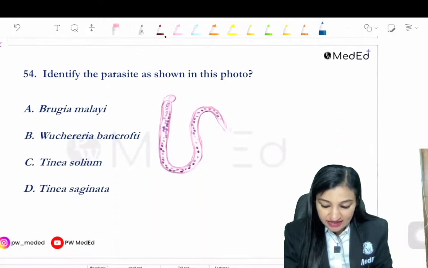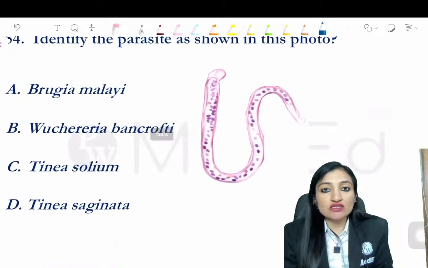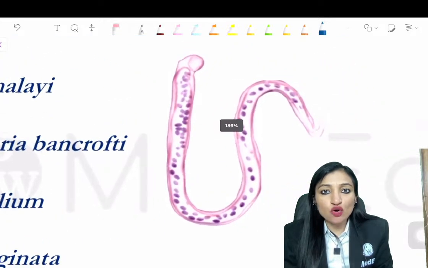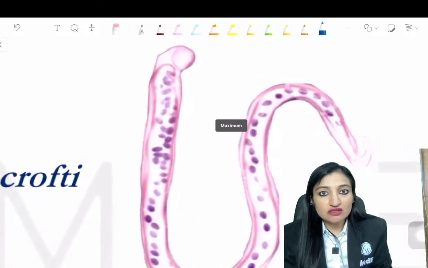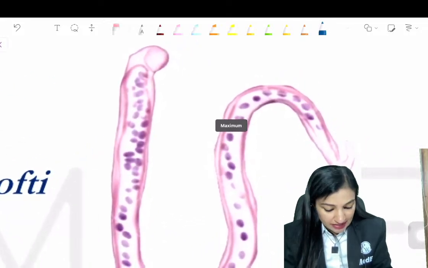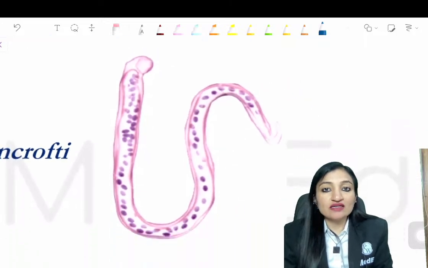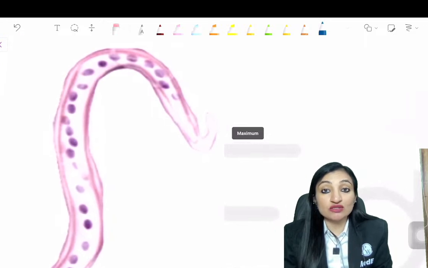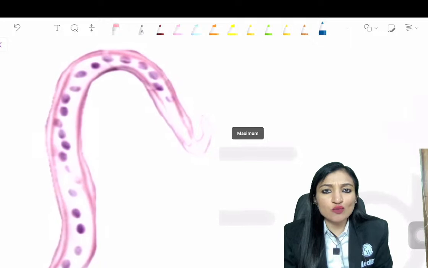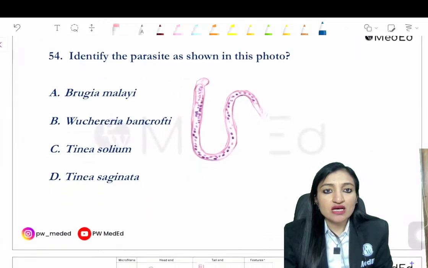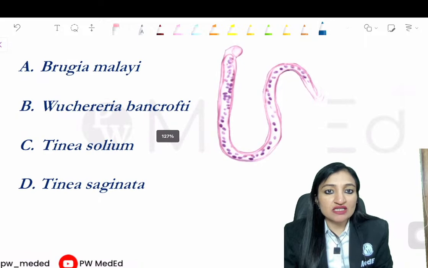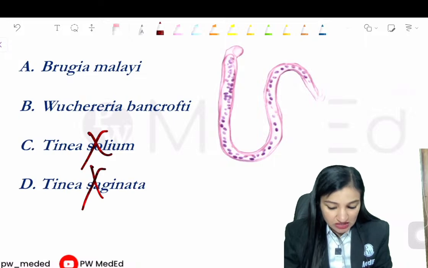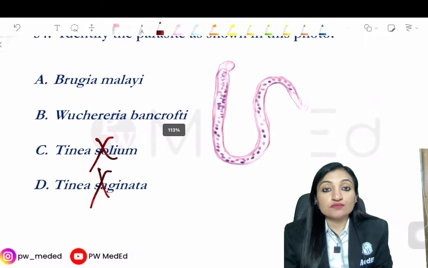Okay, guys, next question. Identify the parasite as shown in this photo. What you can see is a microfilaria. Is this sheathed or unsheathed? It has a nice sheath. Look at this, I'm zooming the picture. It is sheathed, right? Now look at the tail end, a very important area to be examined to say which organism it is. You can see the tail is devoid of nuclei. So is it Brugia or Wuchereria? Forget Taenia solium and saginata, they are very easy to rule out. It is not Taenia. It is some filarial parasite.